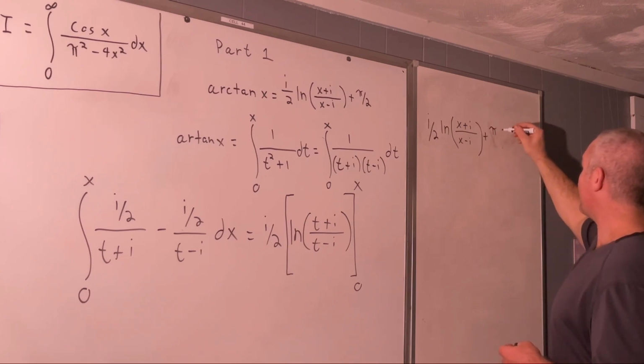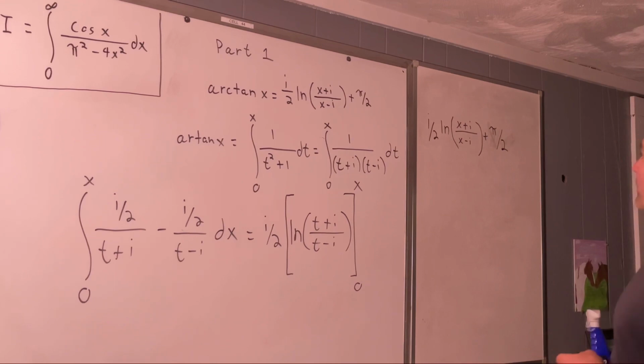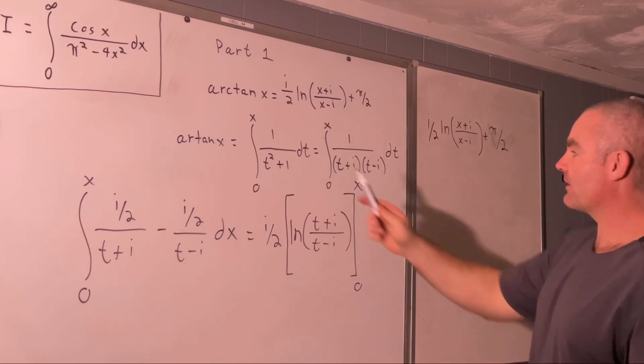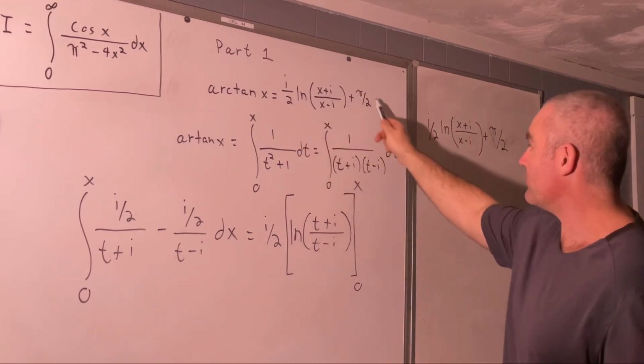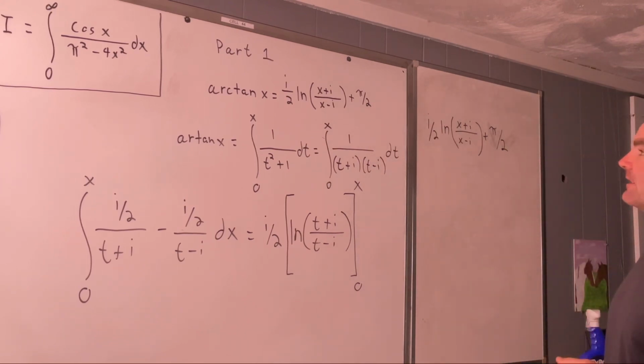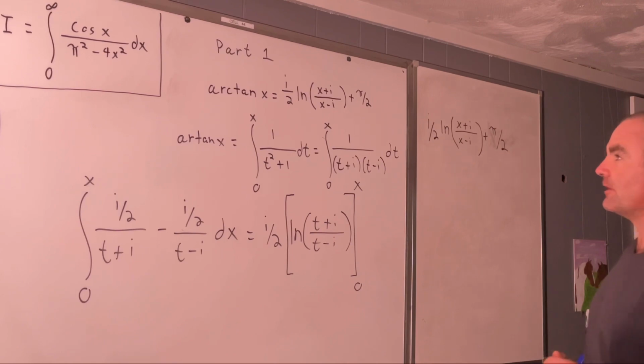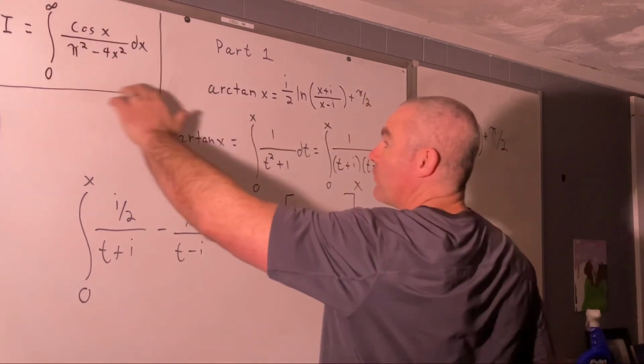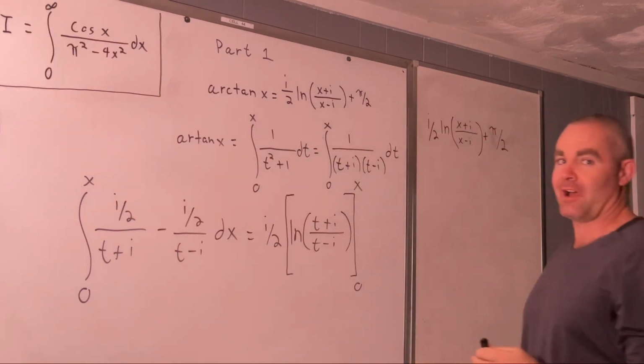Plus pi over 2. So this identity that the arctangent of x is equal to this thing right here will be used in part 2 of the video, that is in preparation for solving this integral with Feynman integration.